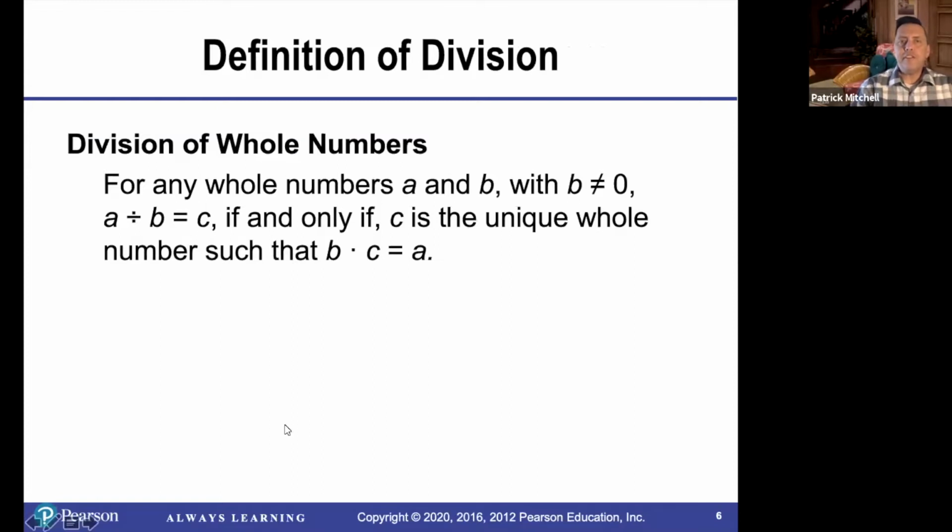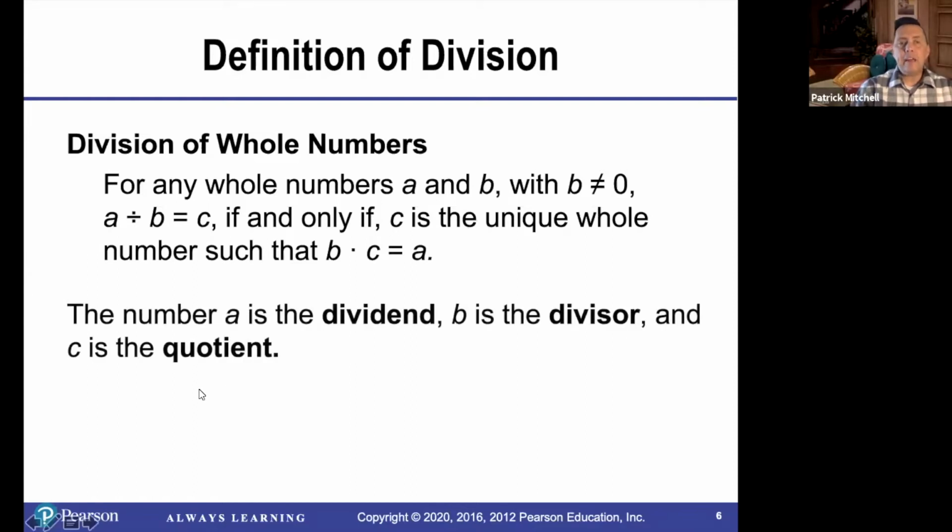So the definition of division of whole numbers: for any whole numbers A and B with B not equal to 0, we'll come back to that in a little bit, A divided by B is equal to C if and only if C is the unique whole number such that B times C is equal to A. Now in this case, that unique whole number is kind of important. We're going to come back to that when we talk about 0 divided by 0. The number A is called the dividend, the number B is the divisor, and the number C is the quotient.